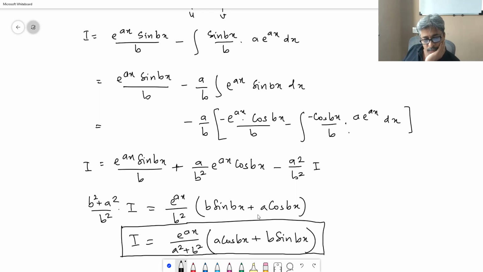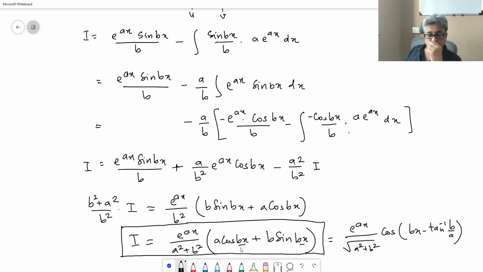Okay, now because this angle is the same in both places, we can club it using trigonometric formulae, and we can say that this is also equal to e raised to ax divided by radical a square plus b square times cos bx minus tan inverse b by a.